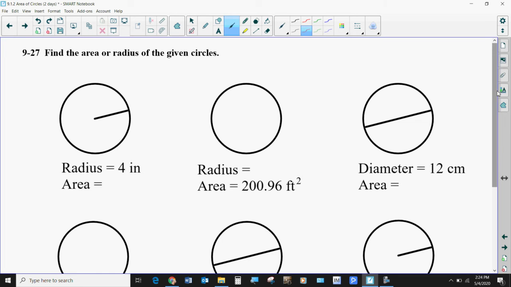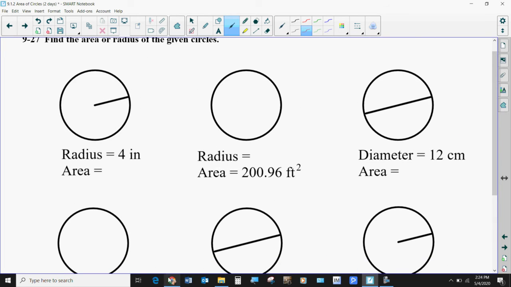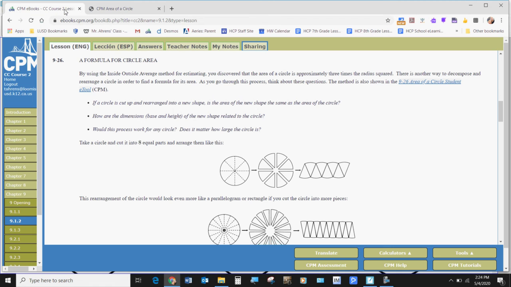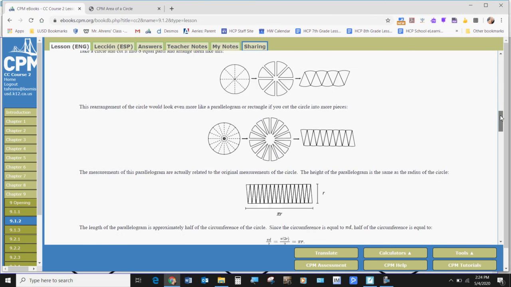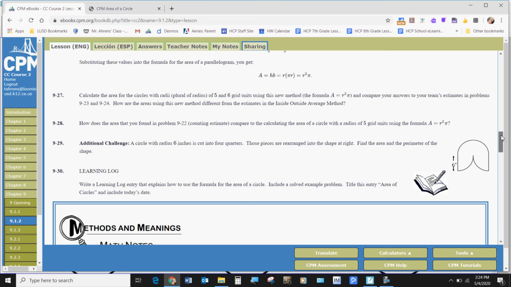All right, so this problem number 27 is, I believe, not in your online book, because let's go to your online book here. Let's see what problem number 27 looks like. Yeah, I wasn't real crazy about these problems here. I just want you to practice a bit.